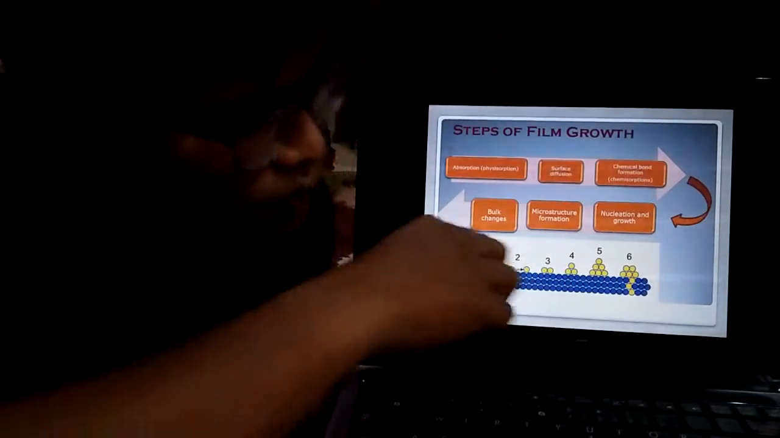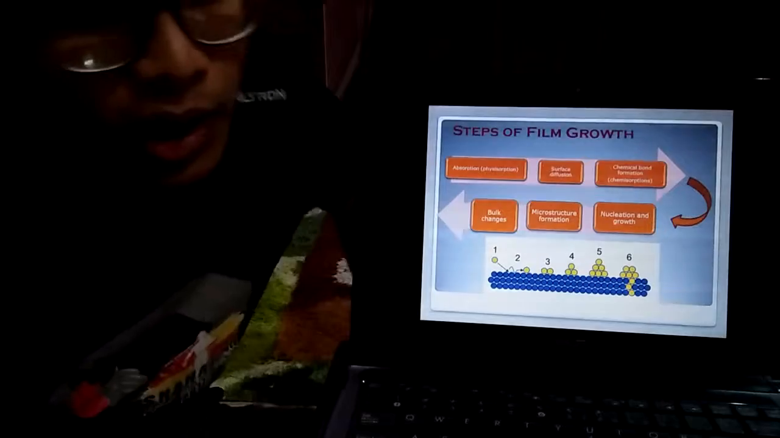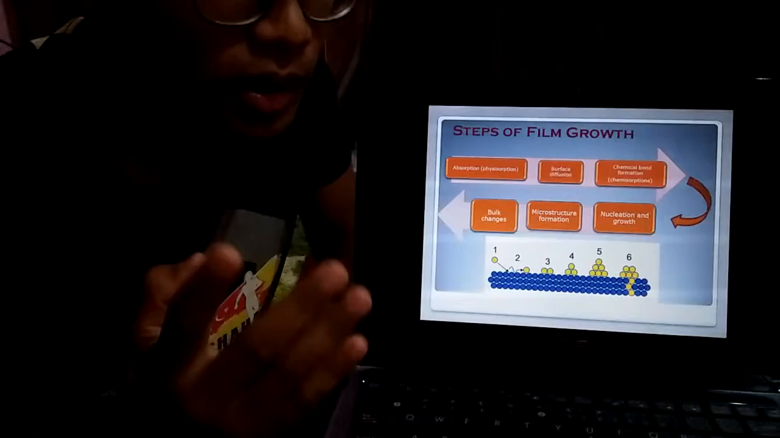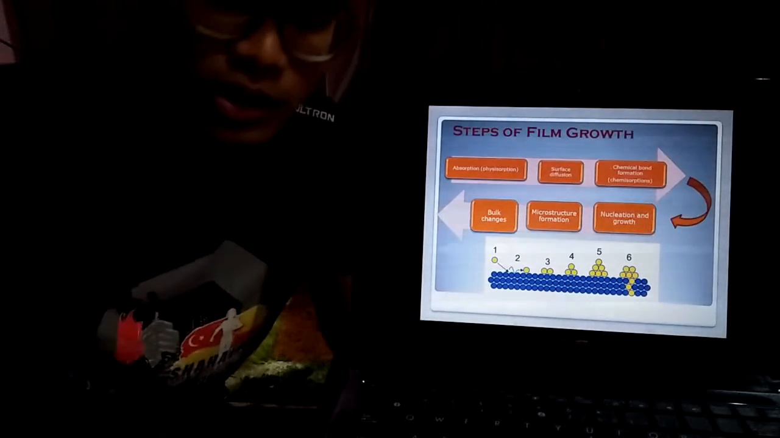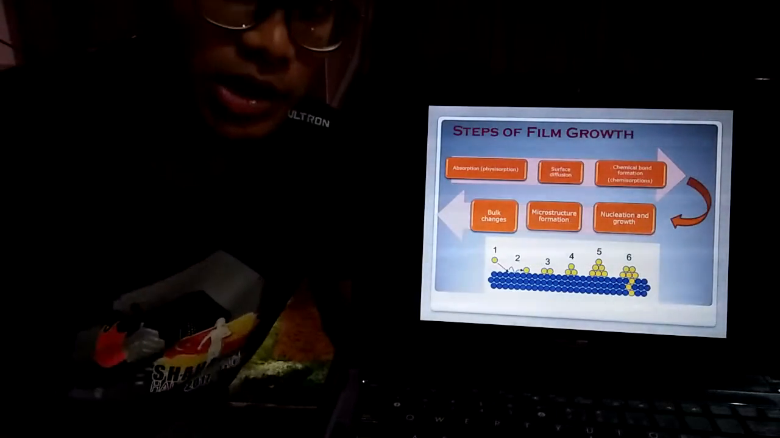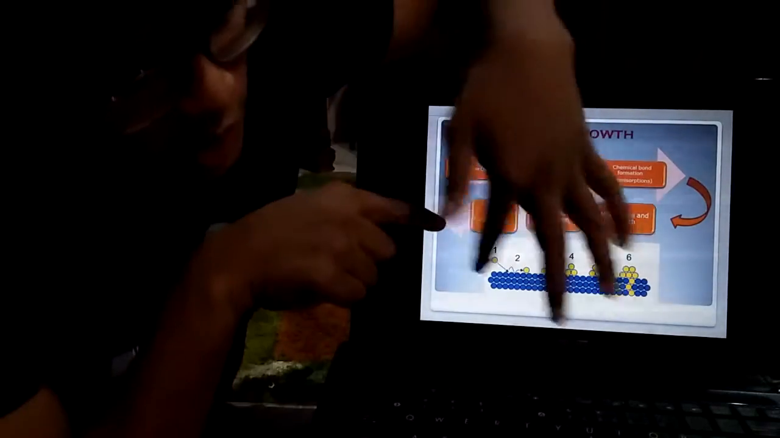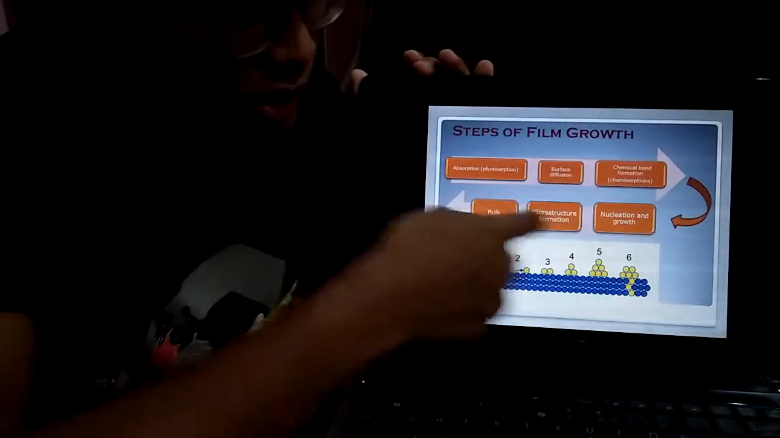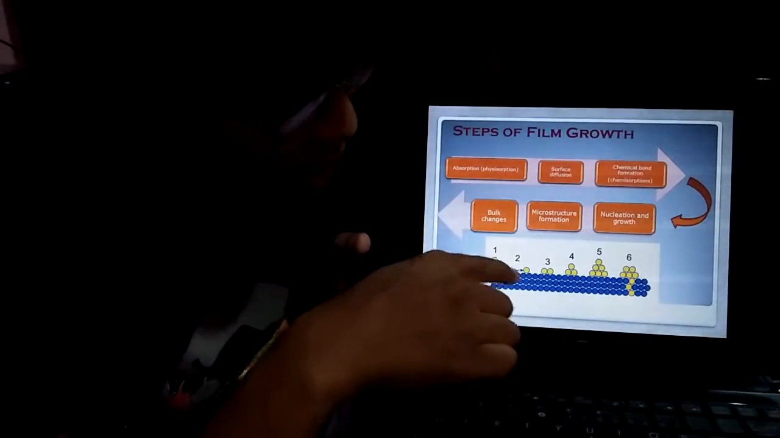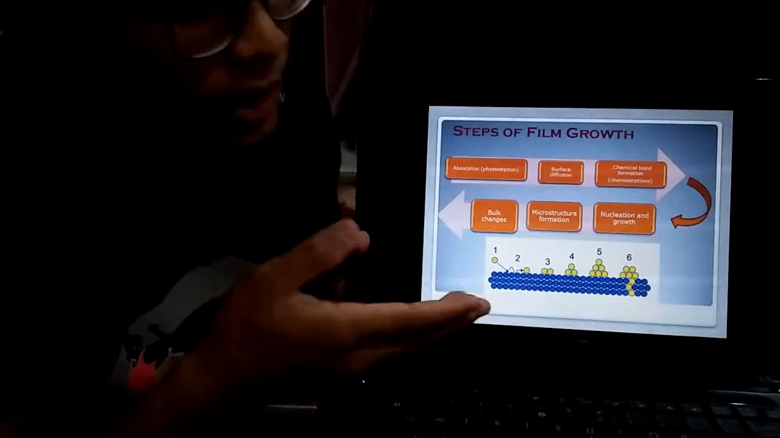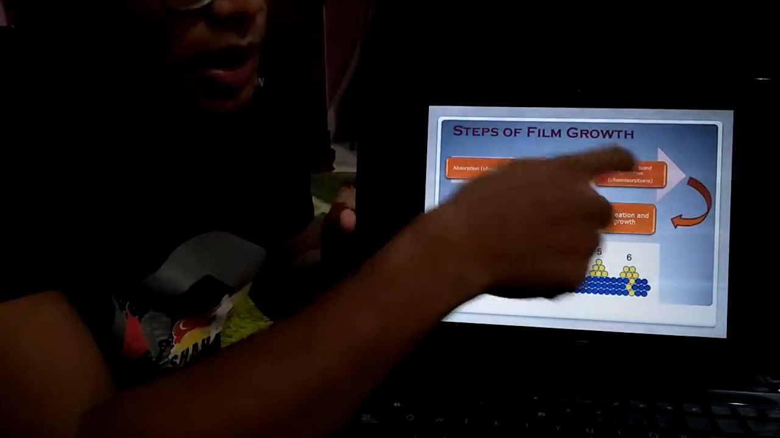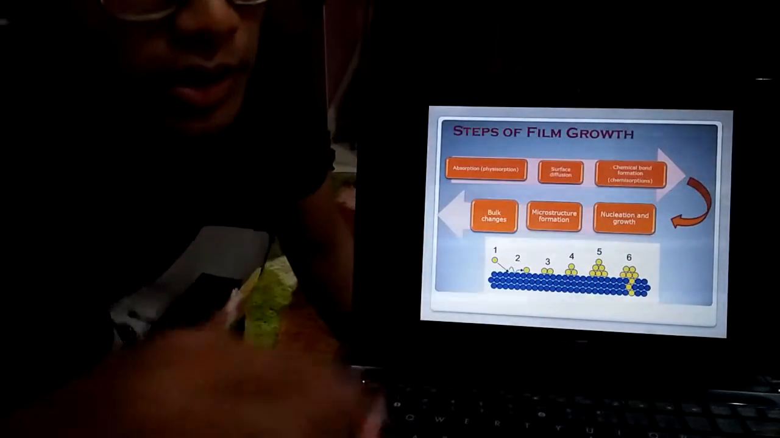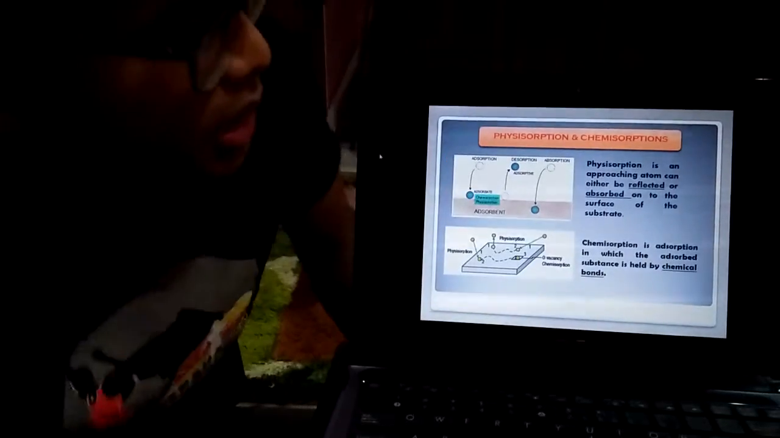This diagram shows the steps of film growth. Imagine a particle from an emission comes here, this is the substrate, and it will undergo 6 steps, which are these ones. These numbers represent the steps that I spoke about earlier.